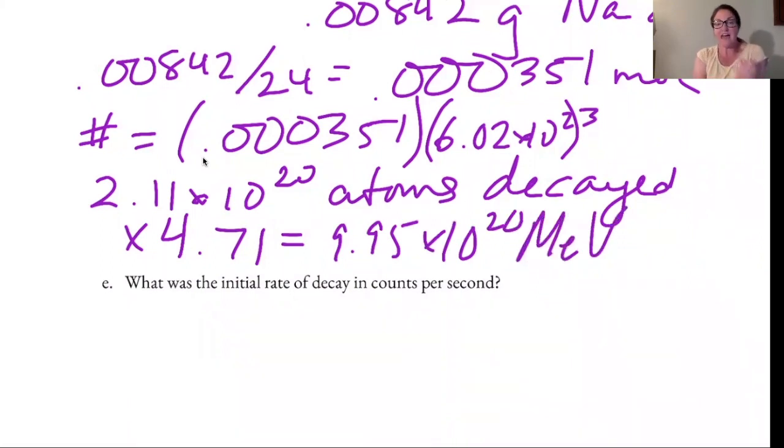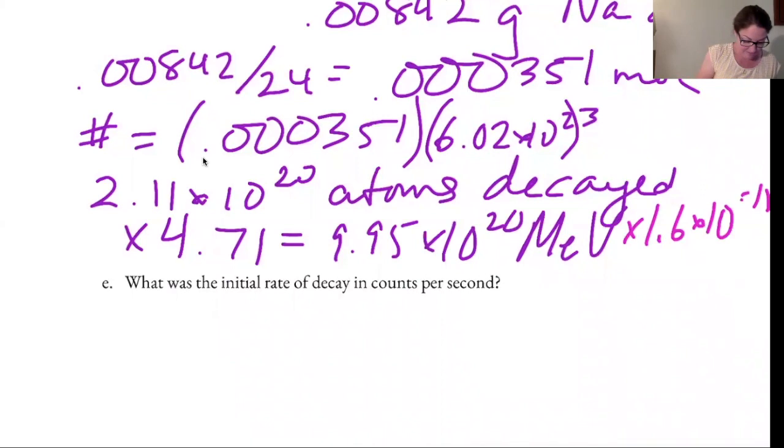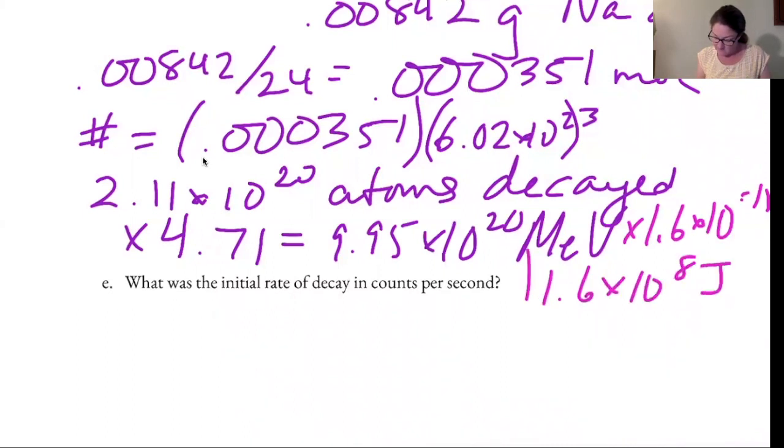However, this question asked you for the amount of energy in joules, not in MeV. So I need to convert it to joules using the conversion factor that 1 MeV is 1.6 times 10 to the negative 13th joules. So I'm going to multiply by 1.6 times 10 to the negative 13th. And that yields, in scientific notation, 1.6 times 10 to the 8th joules.